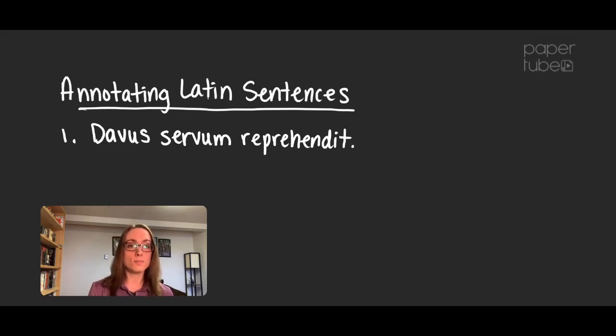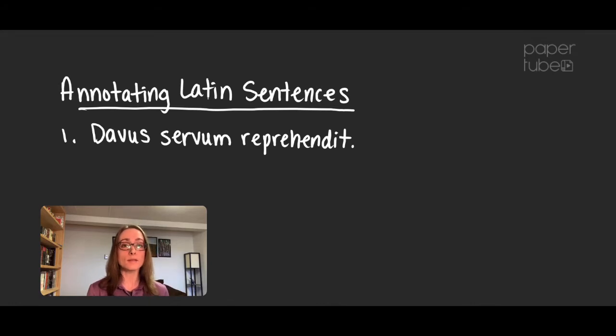Now, of course, there's a really important reason why I want you to do this. It's not just because we should label all the things. If you label what a subject is, what your direct object is, what your verb is, and what a prepositional phrase is, then it helps you translate the sentence correctly and avoid common translation mistakes. So in this first sentence, it says, Davus servum reprehendit.